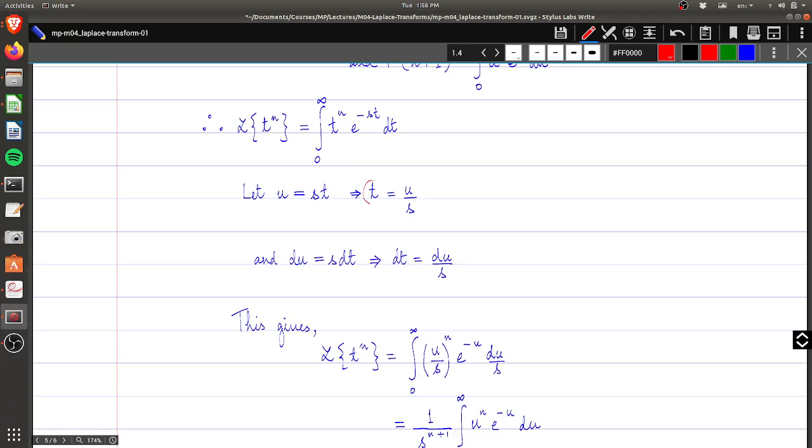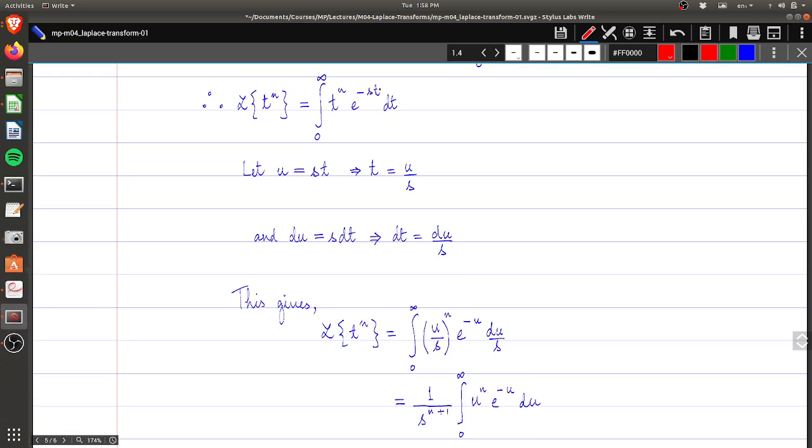So now going back to the expression, the Laplace transform of t to the power n: here t I replace with u by s. So we have u by s whole to the power n, because there was t to the power n, and e to the power minus u, since st is nothing but u. Then we have dt, which is du by s. Then in the denominator we have s to the power n, and then we have s. So in the denominator we'll have s to the power n plus 1.